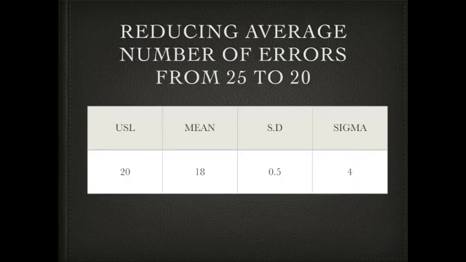Errors is very important and it needs to be reduced in publishing industry. So reducing the average number of errors from 25 to 20 is the project that we have selected. Here the upper specification limit, the target is 20. Let us consider that the mean is 18. So the difference between 18 and 20 is 2. The standard deviation is 0.5. In 2, there could be 4 standard deviations that could be accommodated. So the sigma level is 4.